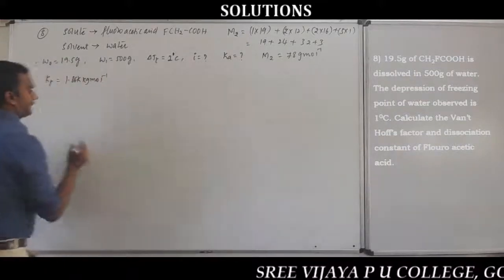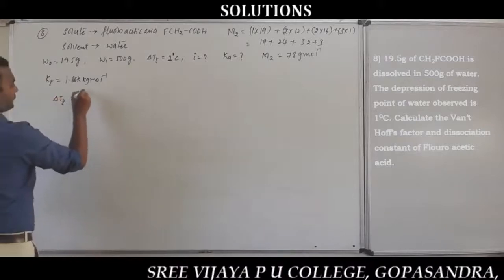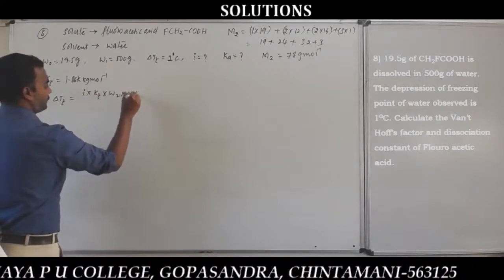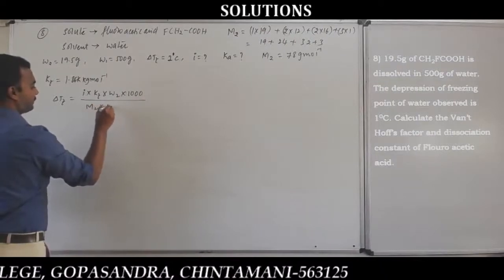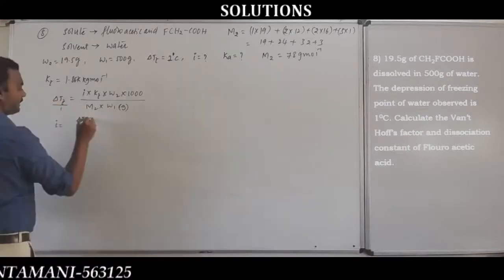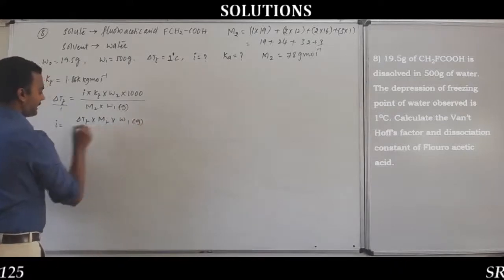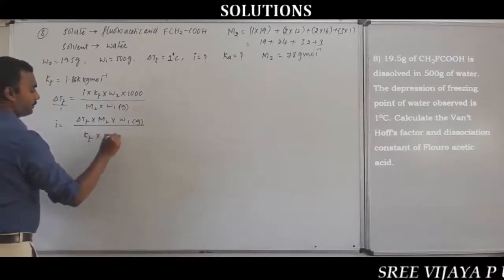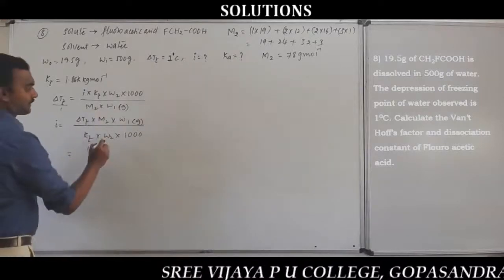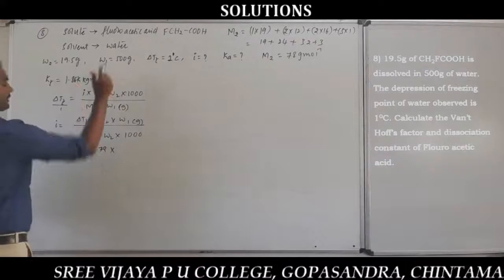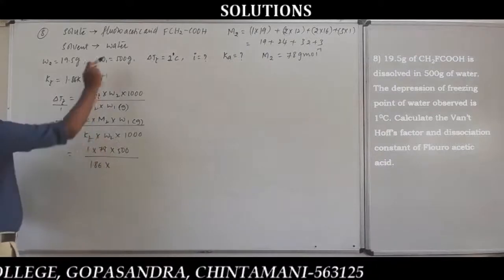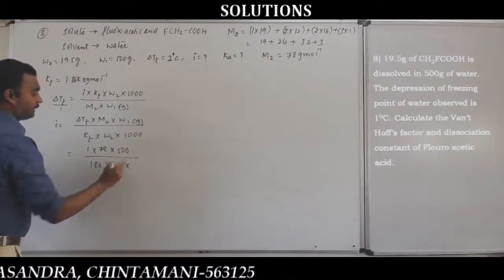First, what do we have to calculate? The van't Hoff factor, by the equation delta Tf is equal to i into Kf into W2 into 1000 whole divided by M2 into W1 in grams. So i is equal to delta Tf into M2 into W1 whole divided by Kf into W2 into 1000. Substitute the values: delta Tf is 1 degree Celsius, M2 is 78 gram per mole, W1 mass of solvent is 500, divided by Kf value 1.86 into W2 mass of solute 19.5 into 1000.